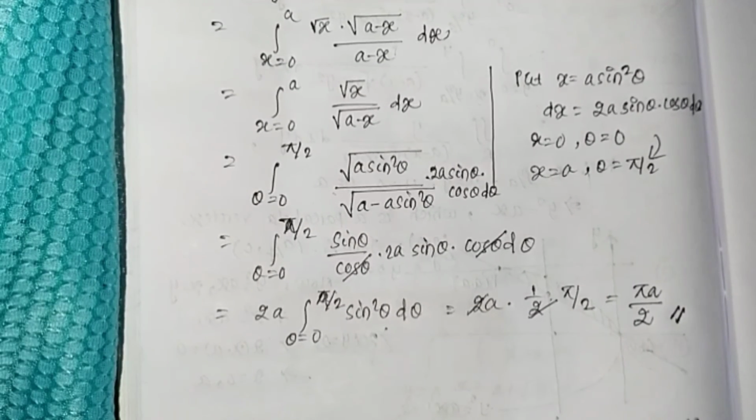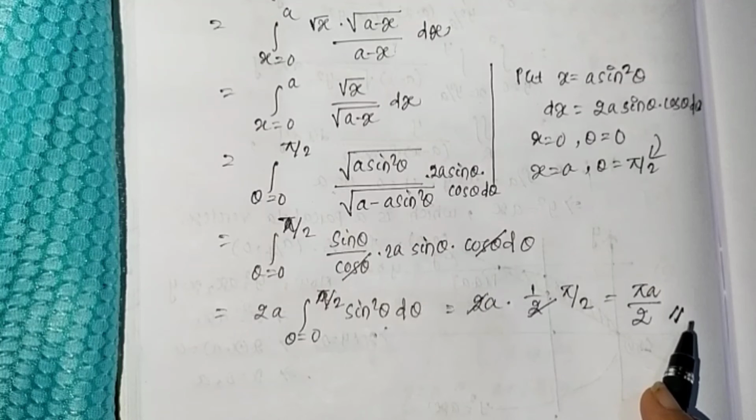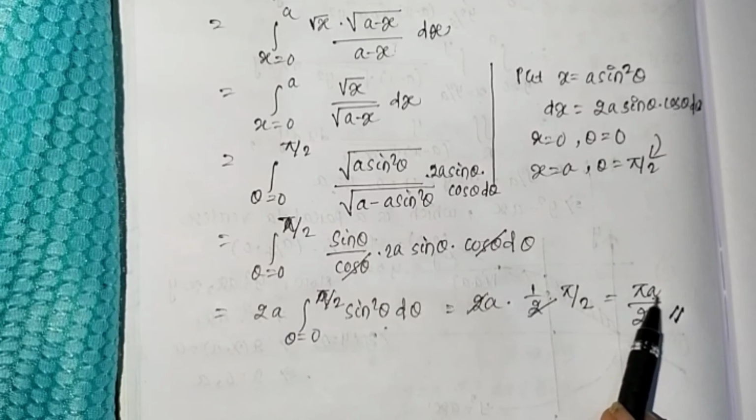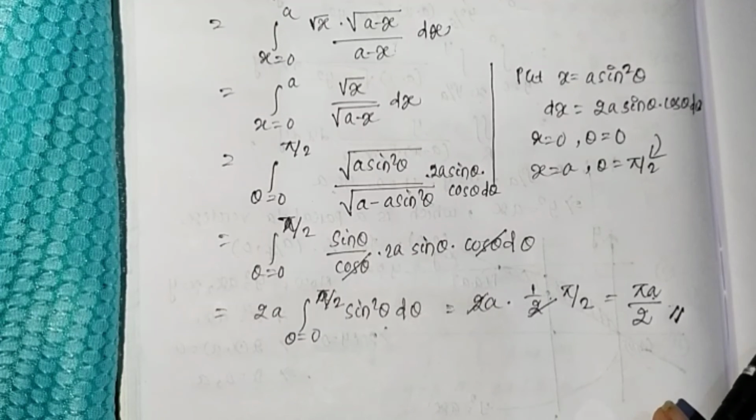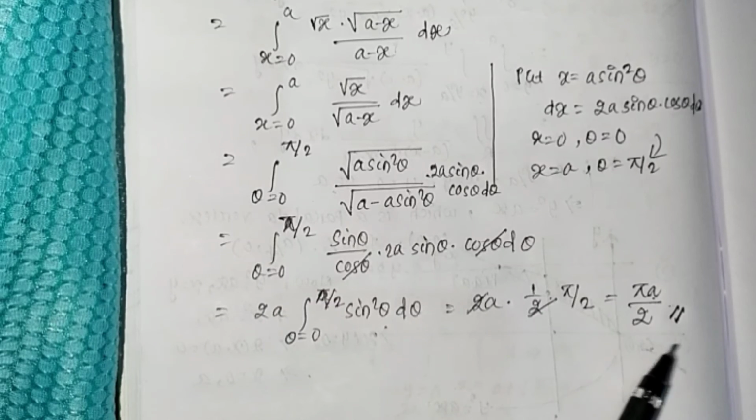So this is our region bounded by parabola and straight line. So we get pi a divided by 2. This is our last example on changing the order of double integration.